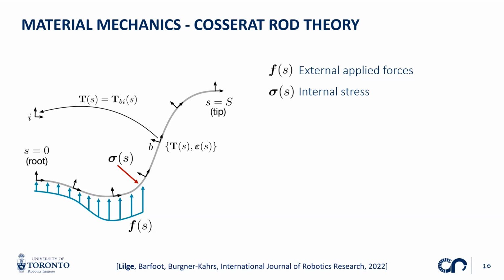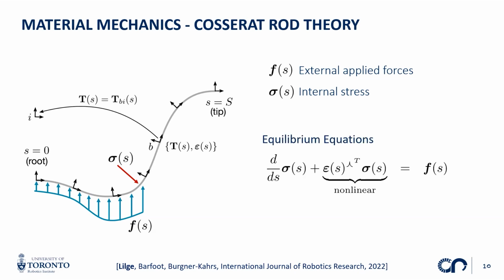If you think back to the initial video that we saw, we had tendons routed through the robot. So pulling these tendons would apply forces distributed along the body of the continuum robot, leading to these deformations. So that's essentially what this f(s) is. And then I also have some internal material stress, which is denoted here with sigma(s). And now if we consider the mechanics in the static case, we know that our continuum robot has to be in a static equilibrium. So what I can then do is enforce equilibrium equations, which put the internal stress in an equilibrium with my external applied forces.